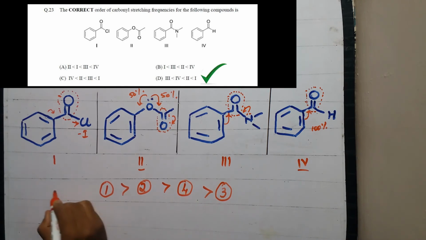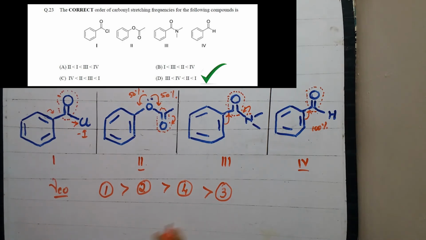So this is the bond order of CO. The correct option is option D. They have given it in the same order but in the increasing fashion, that's it.